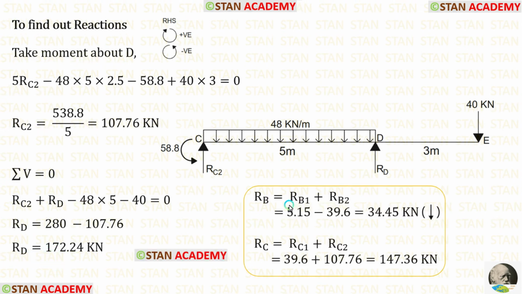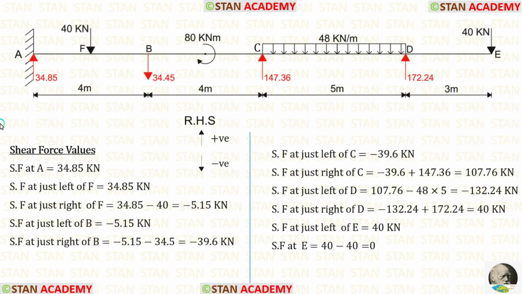Now let us add RB1 and RB2 so that we will get RB. For RB, we will get a negative value. That means RB is acting downwards. Then let us add RC1 and RC2. After adding, we are getting RC.